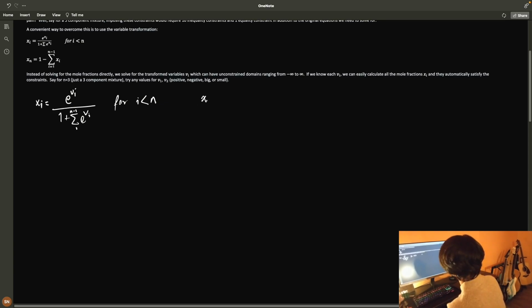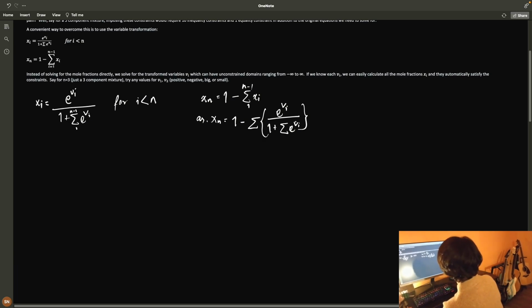We have another expression which says xn is equal to 1 minus the summation from 1 to n minus 1 of xi. Now, let's take a look at where we can go from here. We see that xi is actually equal to this expression, so let's do that substitution in this equation. Our xn ends up being equal to 1 minus the summation of e raised to the power of vi in the numerator, over 1 plus the summation of e raised to the power of vi in the denominator.